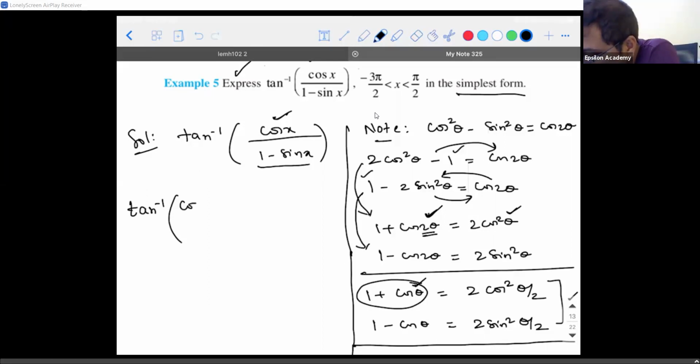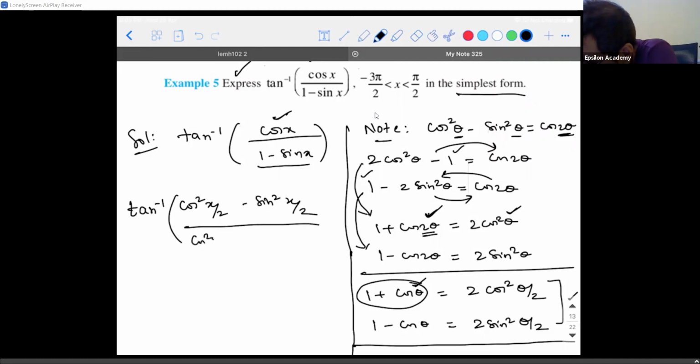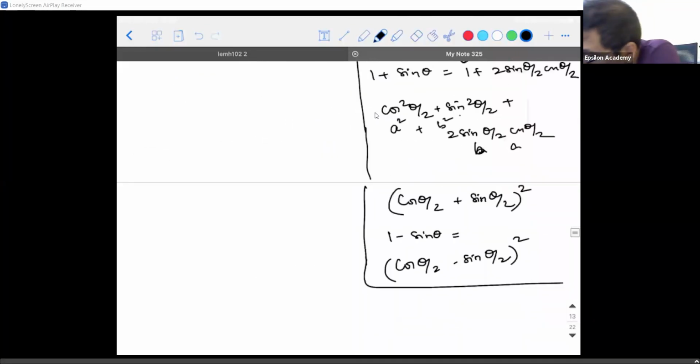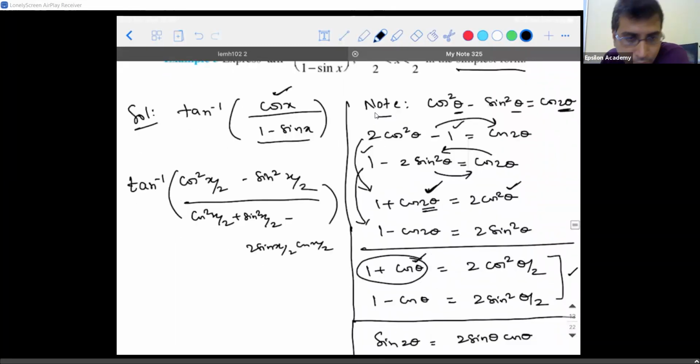Is it not cos square x by 2 minus sine square x by 2, the half angle formula? If it is 2 theta here, the angles are half; the angle itself is half there, here it will be half of that value. The whole divided by 1 minus sin x, I can write it as cos square x by 2 plus sin square x by 2 minus 2 sin x by 2 cos x by 2. Since this is not a ready-made formula, it is better you show these steps.